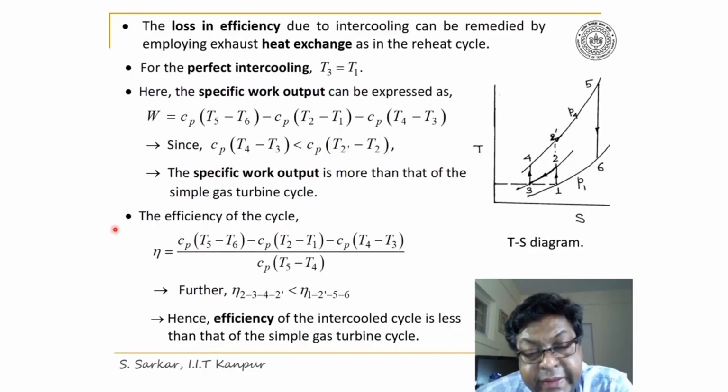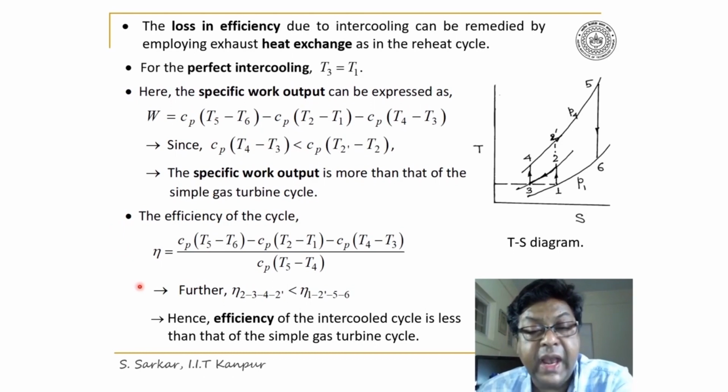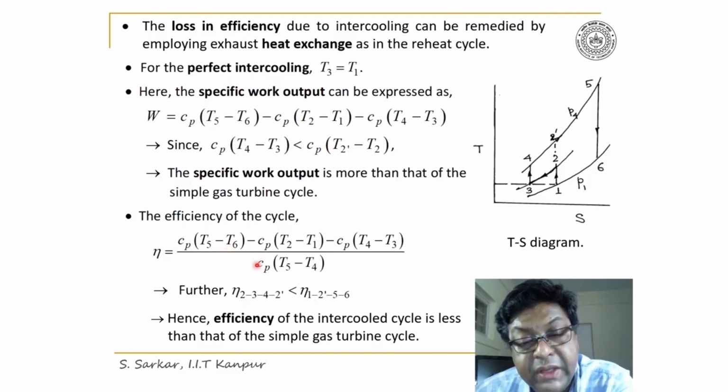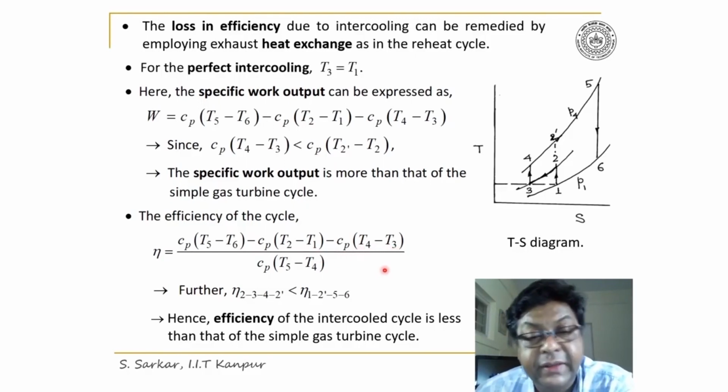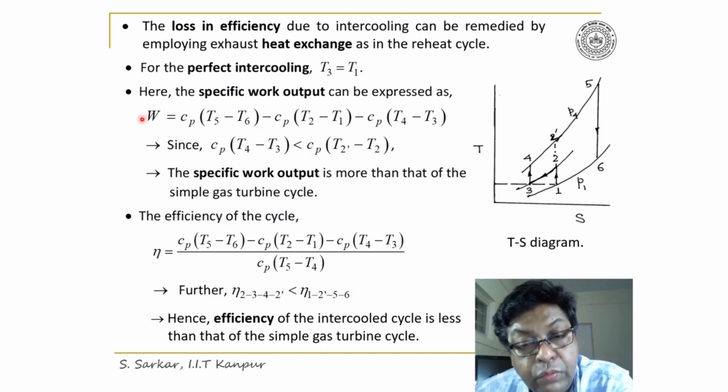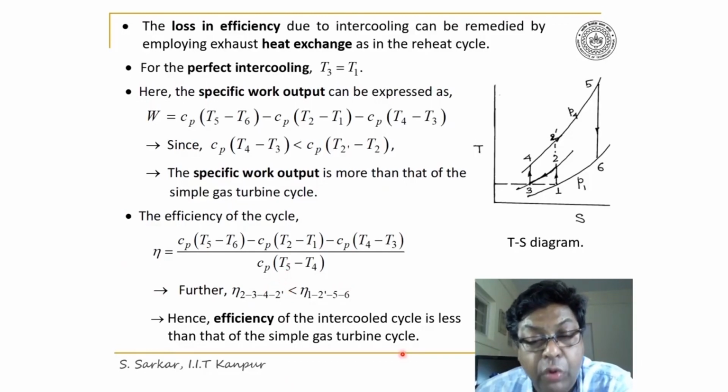Let us consider now the efficiency of the cycle. So the efficiency can be expressed as eta equals Cp into T5 minus T6 minus Cp into T2 minus T1 minus Cp into T4 minus T3. That means specific work done, divided by the heat added, Cp into T5 minus T4.